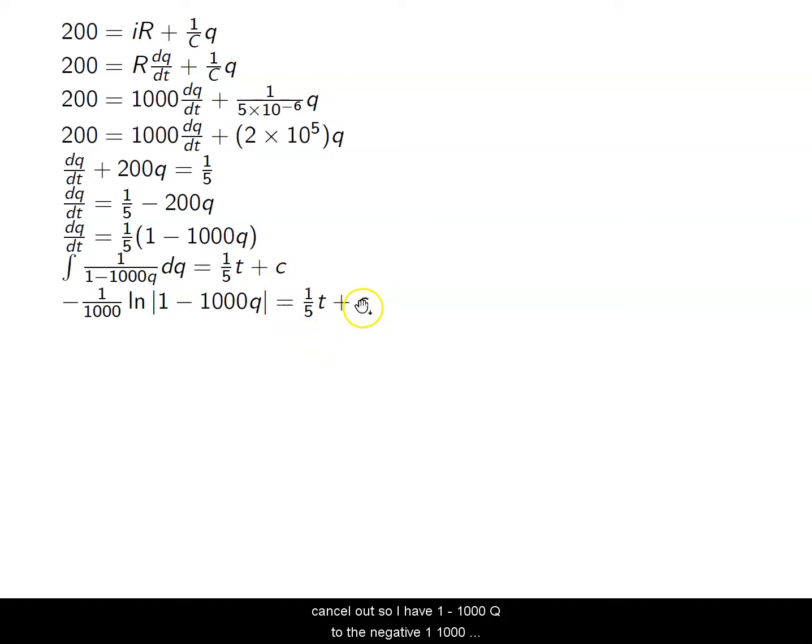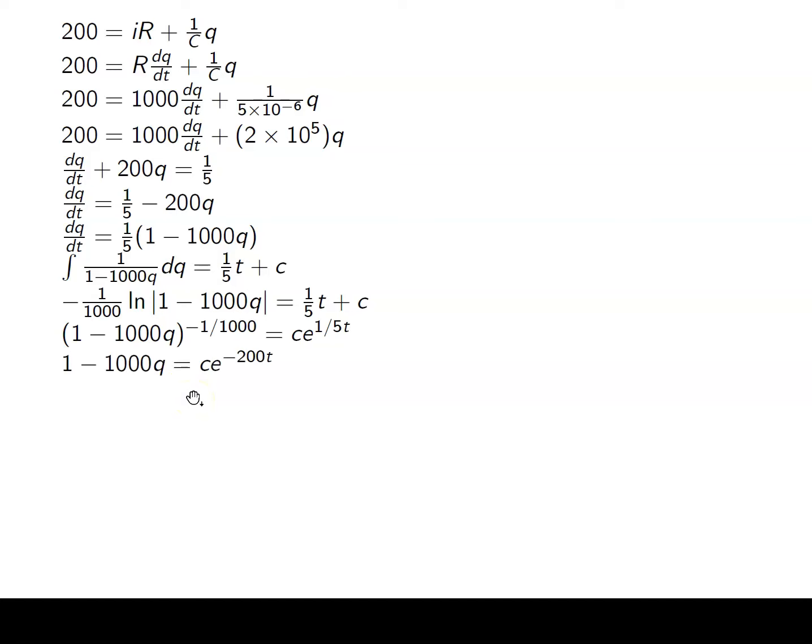This turns into e to the c, which is just a constant. And then this will turn into e to the 1/5 t, right? So c e to the 1/5 t. Then this is just the inside of the natural log with its exponent. Here I will raise both sides to the power of positive 1/1000th. My apologies, not 1/1000th, but to the negative 1,000th power. So this bumps up by negative 1,000.